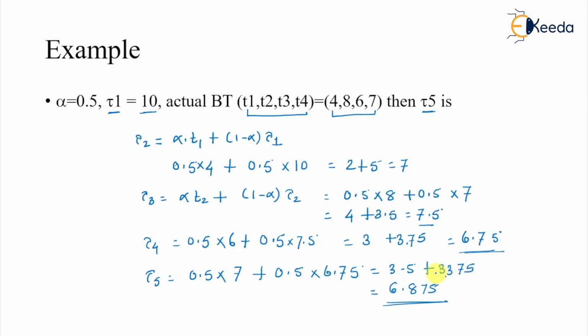Okay, so this is the dynamic prediction for SJF. We have seen the static method. We have also seen simple averaging, and this is your exponential averaging, and this is the implementation of it.